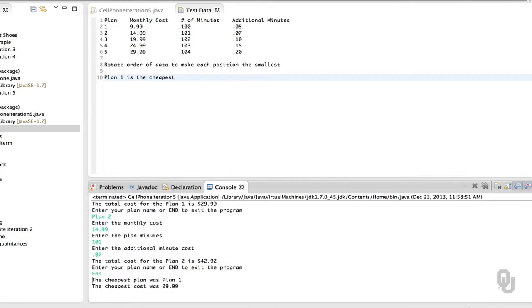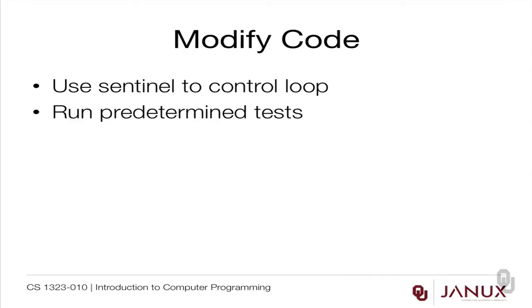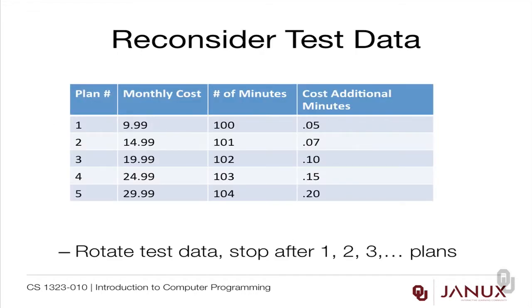And we could go on checking to see if 3, 4, and 5 plans would be tested. The other thing to remember is it might be a good idea to do them in the opposite order, to make sure we're not just returning the first plan and that in fact we're returning the cheapest one. You can test a lot on code. So we've modified our code to use a Sentinel control loop. We ran our predetermined test, and it did look like our code was working.